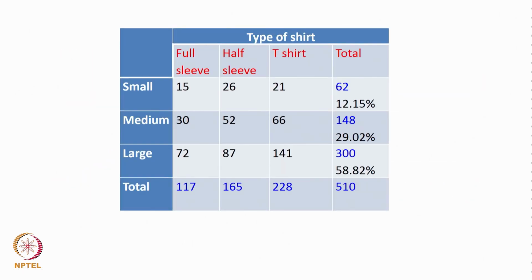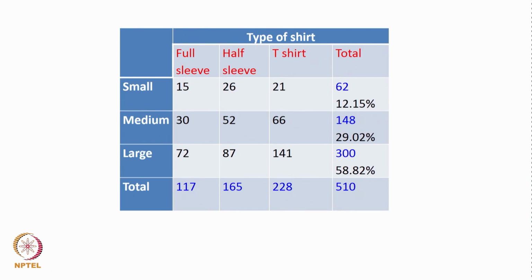There can be another type of example, which could be the types of shirts. So, another example of association between categorical variables. We could have, let us say, about 510 t-shirts sold in small, medium and large, 3 different sizes, and in 3 different types, which is a full sleeve, a half sleeve and a t-shirt. So, there could be 3 shirts, full sleeve, half sleeve and t-shirt, with small, medium and large.